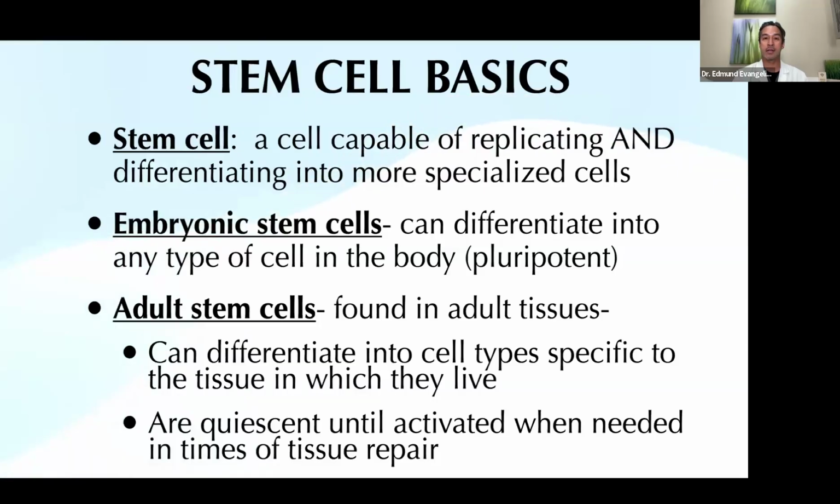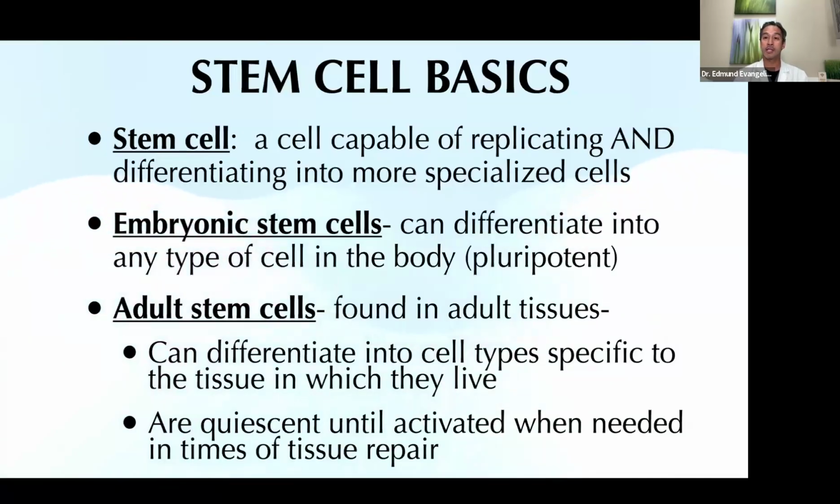A stem cell is a cell that has the capability of replicating or self-renewal, and it can also differentiate into more specialized cells. Embryonic stem cells are the cells in an embryo which have the capability to differentiate into any different cell in the body. So these are considered our pluripotent stem cells. So that cell can become a liver cell, a brain cell, nerve cell, a bone cell.